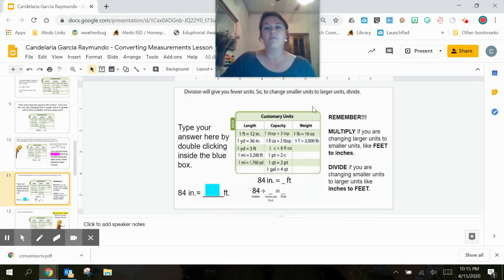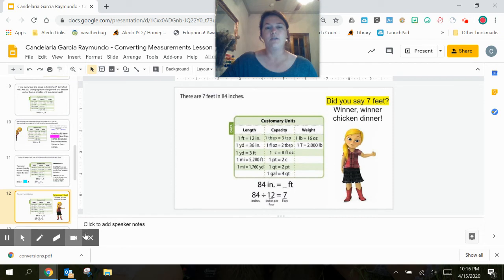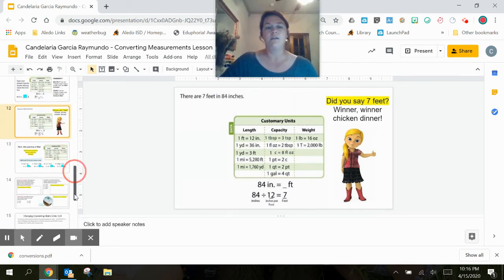And over here on the right, I left you a little reminder. Remember that you're going to multiply if you're changing larger units to smaller units. So feet to inches. You're going to have more inches than feet. And then you can divide if you're changing a smaller unit to a larger unit. Next page, this helps you figure out the answer to that question.